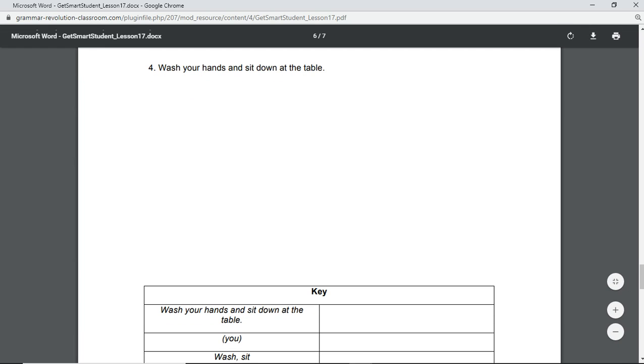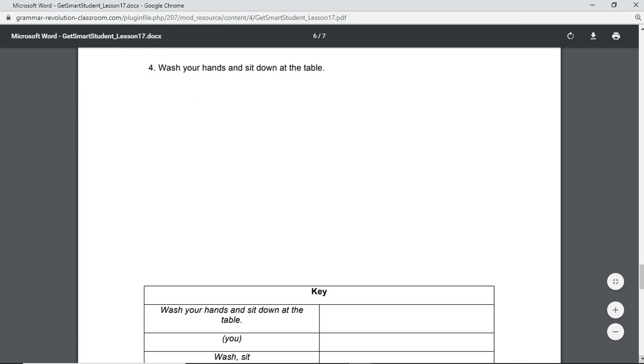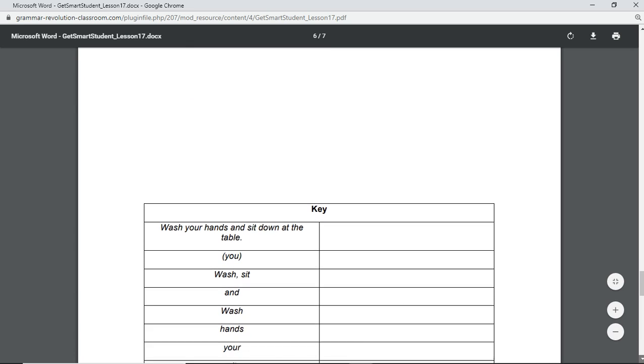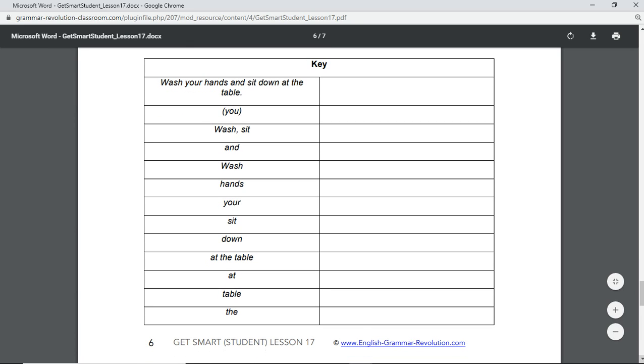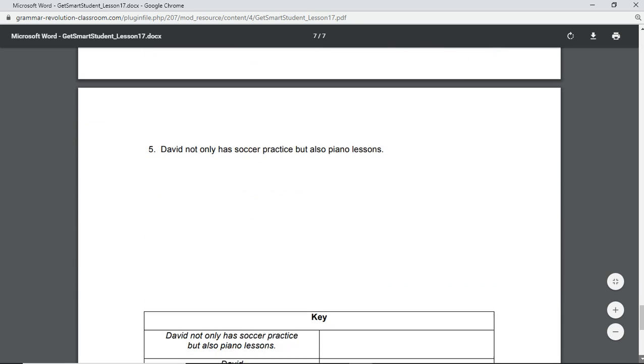Wash your hands and sit down at the table. Here's your sentence. Write it out. Head down to our key. Fill all that out. Okay. Good. Head down to number 5.